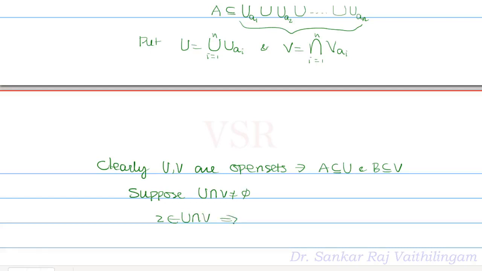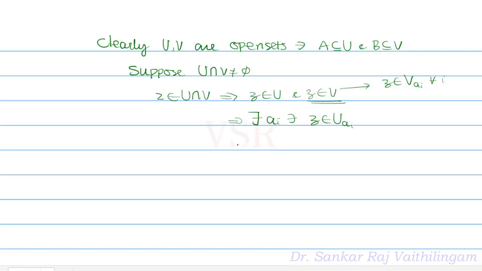So this implies that Z belongs to U and Z belongs to V. Z belongs to U, where U is a union, so there exists some AI such that Z belongs to UAI. At the same time, Z belongs to V, which means Z belongs to VAI for every I. So this implies that Z belongs to UAI intersection VAI.